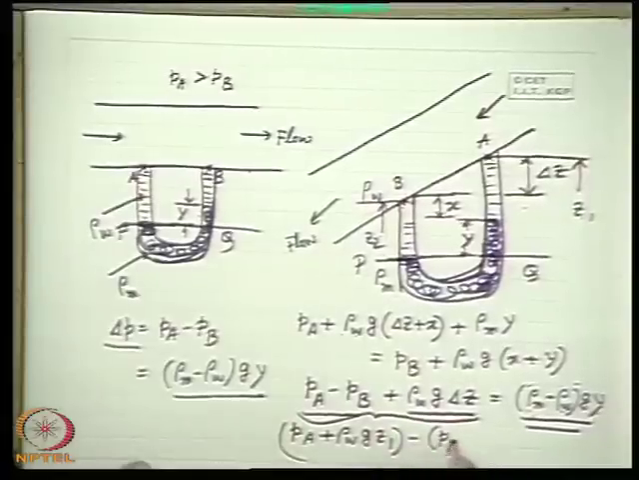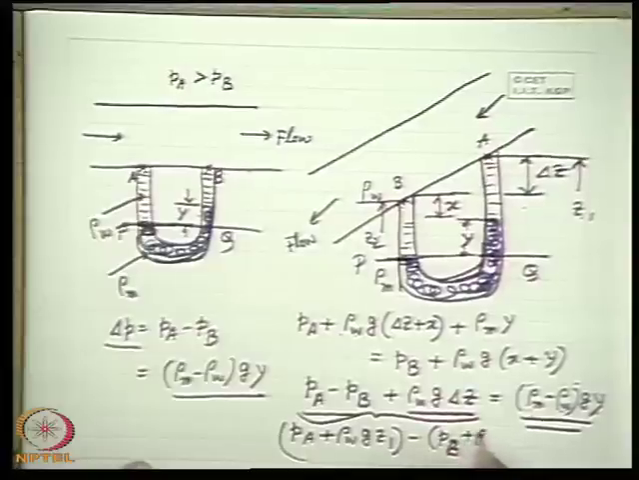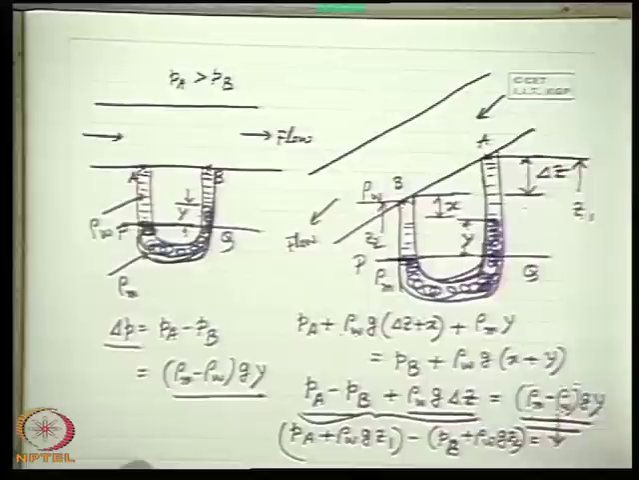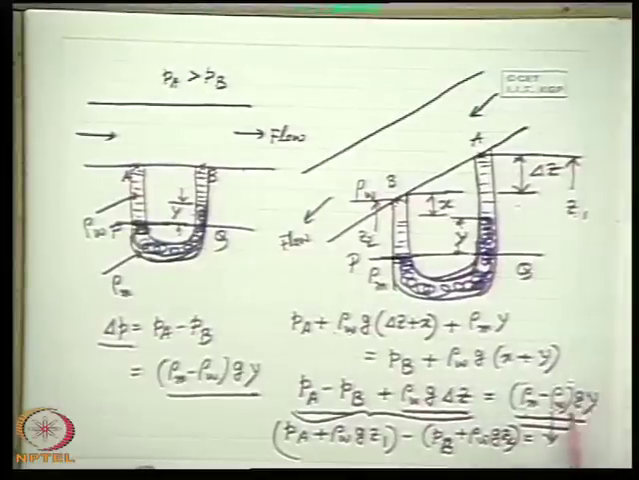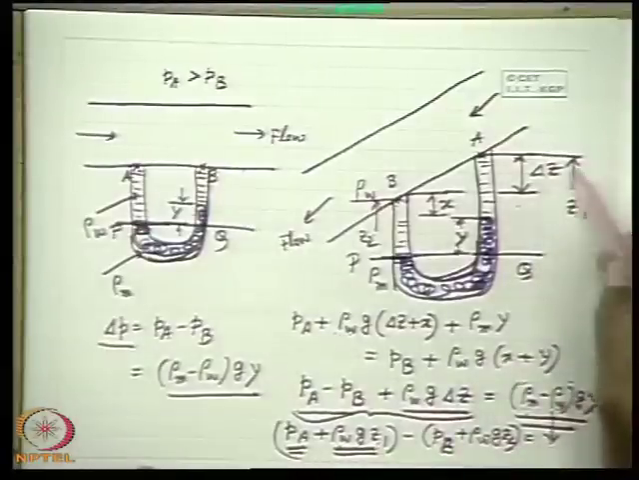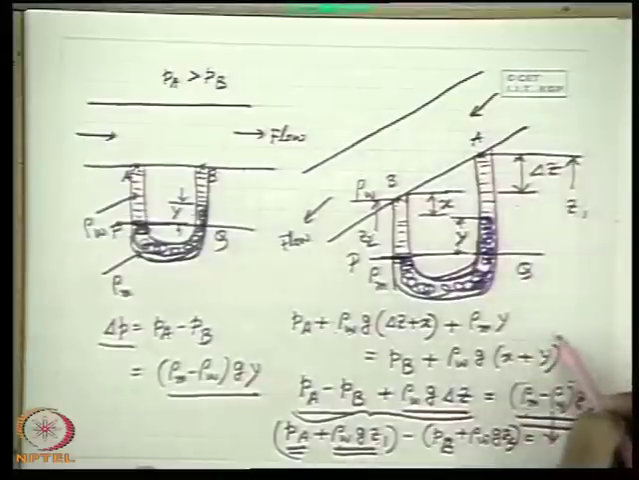PB plus rho W g Z2 is equal to this one, rho m minus rho W, this one will come like that. So, therefore, we see this manometer deflection multiplied by the difference of density into acceleration due to gravity gives the difference of static pressure plus some term which is rho g Z1, where Z1 is the elevation of that point from a reference datum.